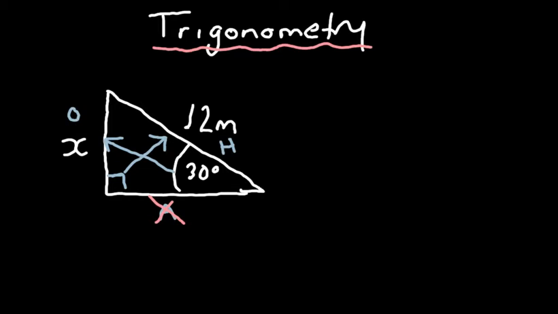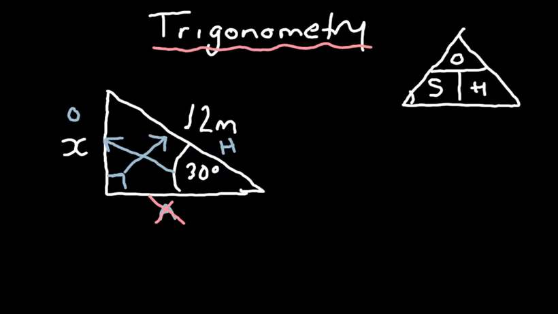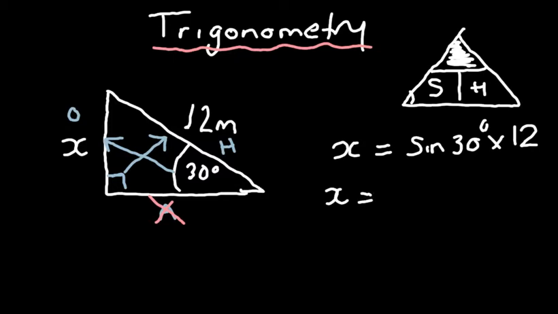So I'm thinking of my three trig functions, and I'm looking for one with the opposite and the hypotenuse in, and that's going to be sine. So sine of the angle is equal to the opposite divided by the hypotenuse. I'm trying to find the opposite side, so I'm going to get rid of that. And it tells me to find the opposite side, I need to do sine of the angle, so sine 30 degrees times the hypotenuse, which is 12. Put that into your calculator and you should get that the missing side is 6 meters.